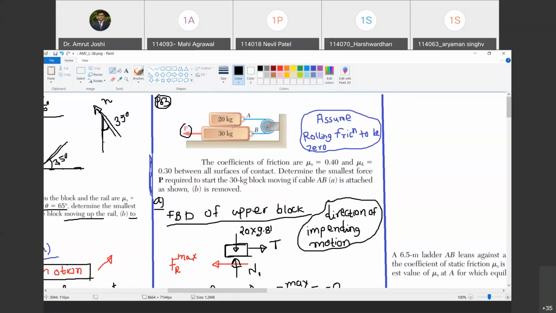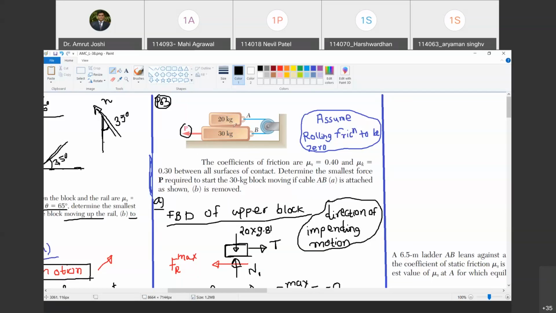And now imagine that the cable is removed. If the cable is removed, the moment the 30 kg block starts moving towards left, the 20 kg block will be carried forward with it. Do you agree with me? Yes, sir. That's the difference. Now, this physical difference, how does it transcend itself into the mathematical equations and free body diagram that we are going to see? Part A, free body diagram of upper block.